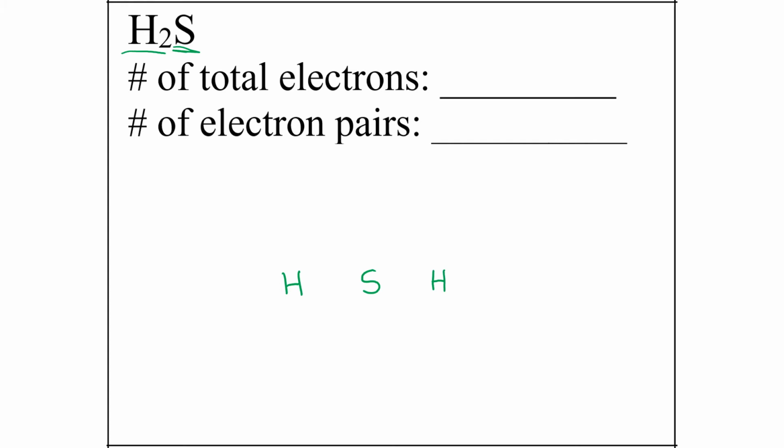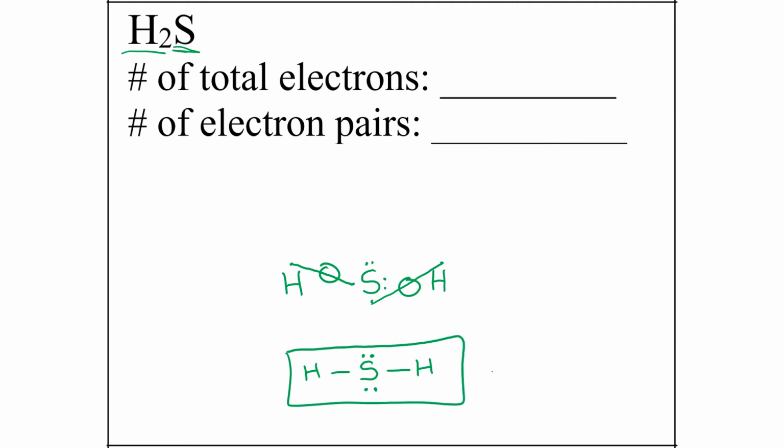Now drawing our valence electrons, we have sulfur having 6, hydrogen having 1, connect the dots. So I know there's one bond between this hydrogen and sulfur, and this hydrogen and sulfur. So I'm going to draw that out. S bond with H. And I'm going to draw my lone pairs on either side. And that's my structure.